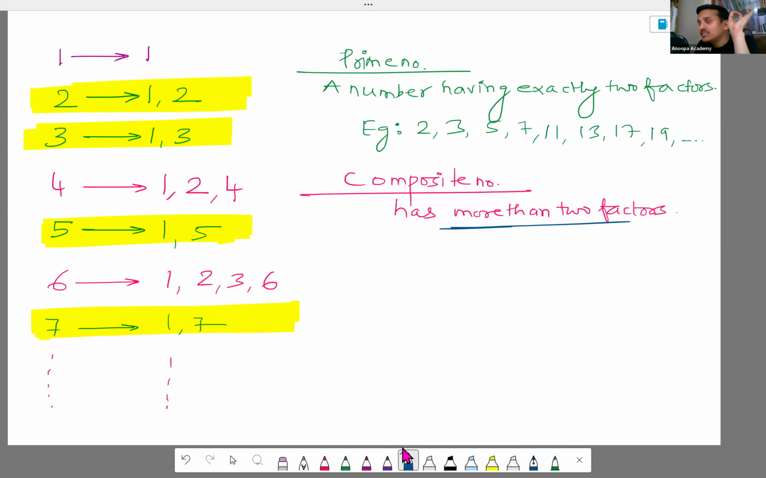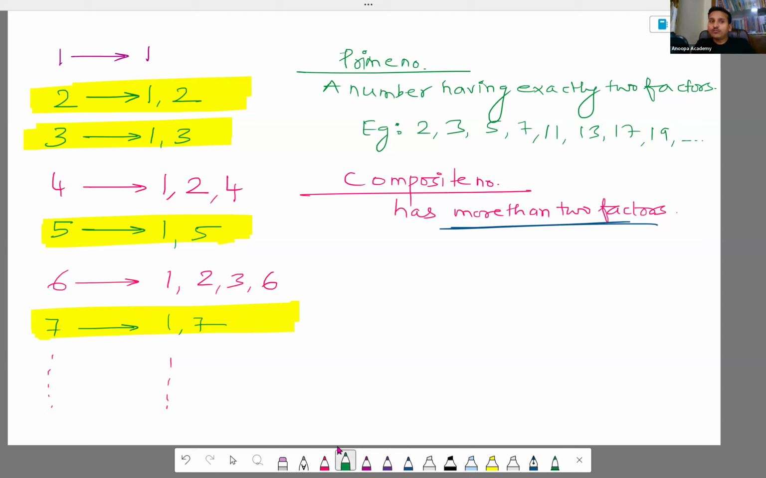More than two means not 2. More than 2 means 3, 4, 5, 6, 7. More than 2 means greater than 2. Please remember, more than 2 means what? Greater than 2. That means 3, 4, 5, like that.